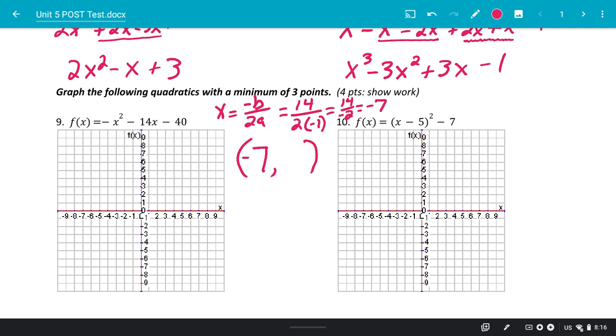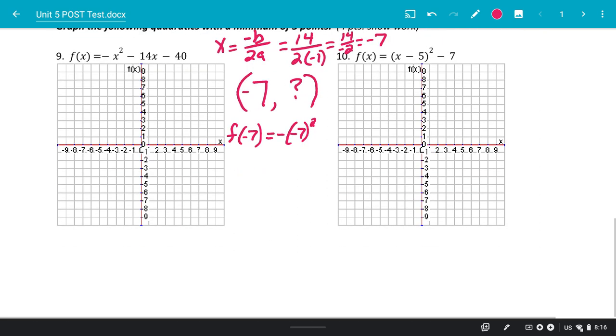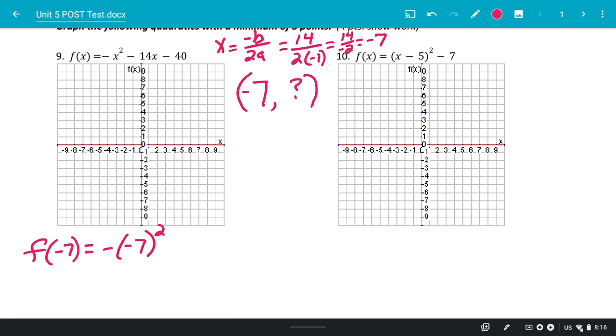So the x value of my vertex is negative 7. Now, how do I find the y? I've got to plug it in. F of negative 7 equals negative 7 squared. I'm going to run out of room there. Let me do it down here.